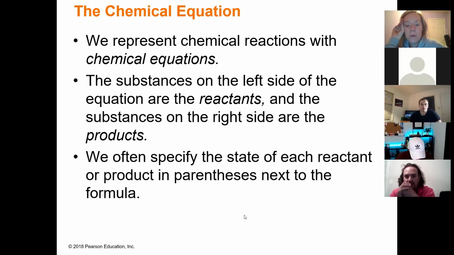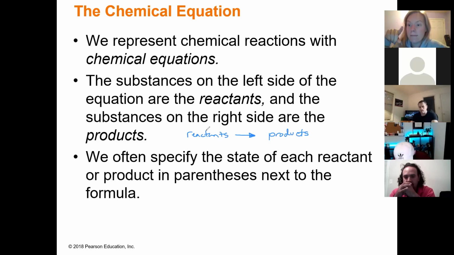So you will always have your reactants on the left side. Reactants, and you read this like you would read a book, left to right. Reactants on the left, an arrow will separate your reactants from the products, which are going to be on the right. How many reactants will you have?